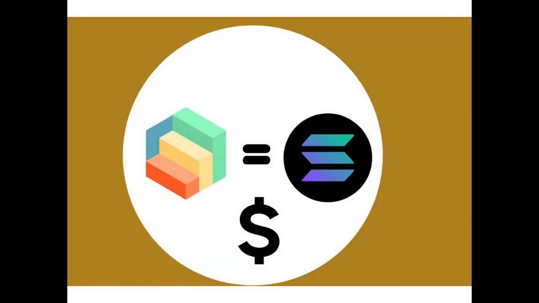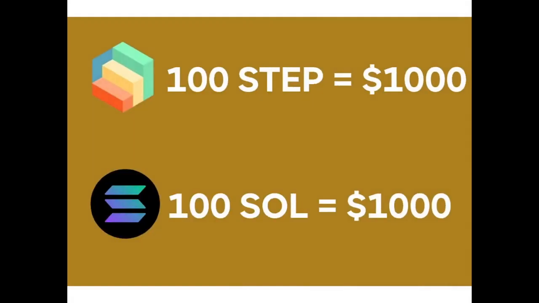Furthermore, in a liquidity pool, the value of the 2 tokens must be the same. The dollar value of the Step tokens in the liquidity pool and the dollar value of the Solana tokens in the liquidity pool must be equal. What that means is that if you have $10,000 worth of Step tokens in the liquidity pool, you also have $10,000 worth of Solana tokens.